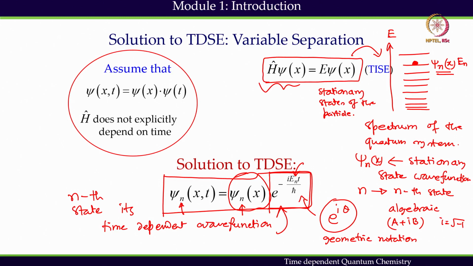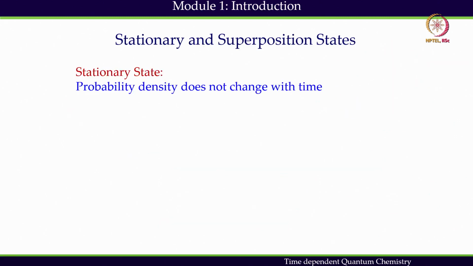That will be demonstrated in the next slide. So, if we look at the total wave function for a particular state, it is expressed by its space dependent part, and the time dependent part comes into the picture as a phase, the complex temporal phase of the wave function. This is the case if the particle is staying at the nth stationary state. So, we will distinguish two different states right now, stationary states and superposition states.